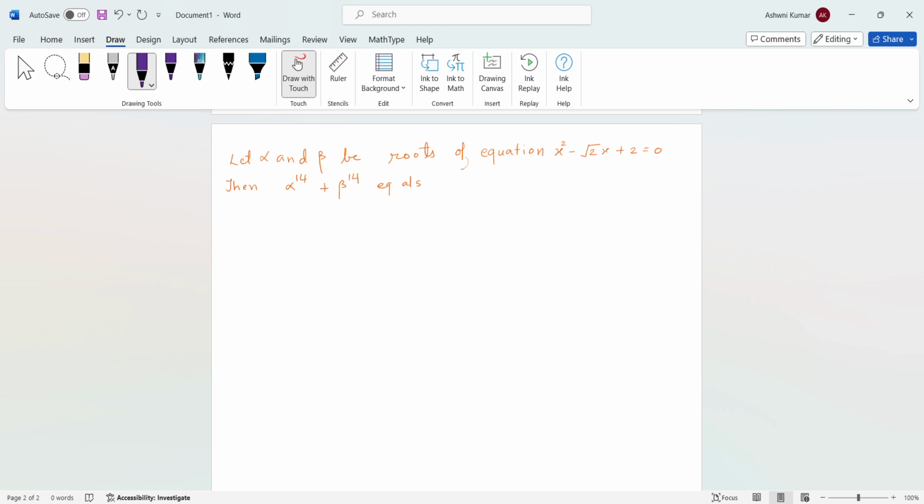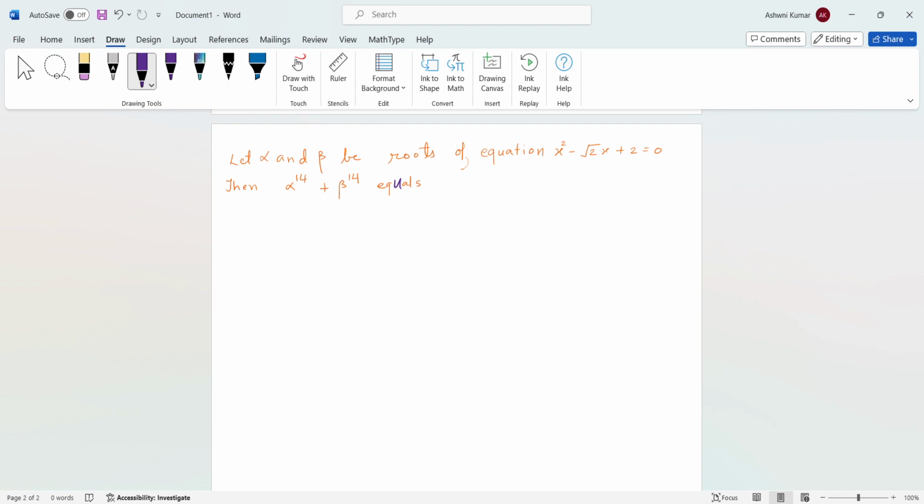Today we have a question from the topic of quadratic equations. The question asks us: let alpha and beta be the roots of the equation. The equation is given to you, and it is asking for alpha to the power 14 plus beta to the power 14 equals.